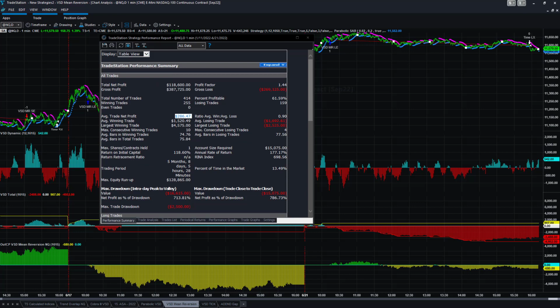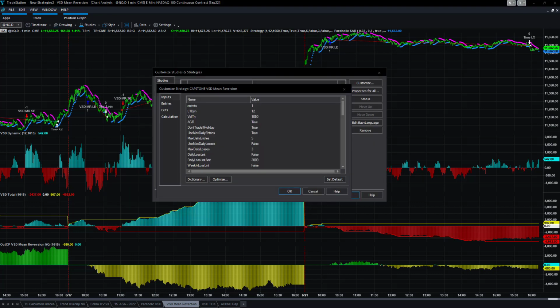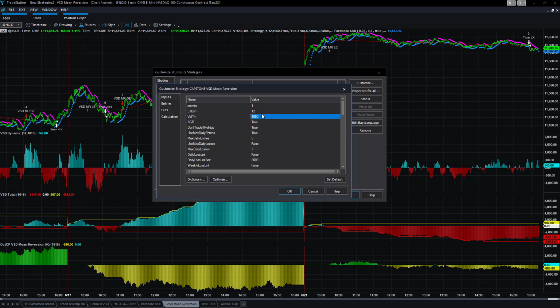So let's go over the inputs. Here's a list of the inputs. You can put in the number of contracts you traded. This is a look back period, and this is a threshold. These two parameters have been optimized. I don't always optimize. I use general parameters, and these were very close to the general parameters that I wanted to use anyway, and so it works out.